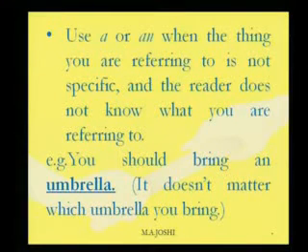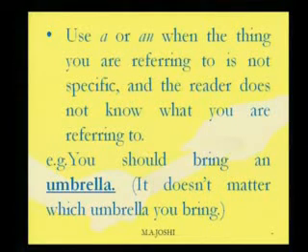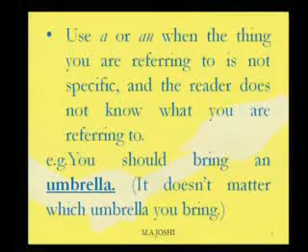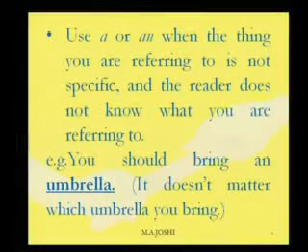Use a or an when the thing you are referring to is not specific and the reader does not know what you are referring to. When the reader or the listener is not very sure about what thing you are speaking of, there we have to use a or an. For example, you should bring an umbrella. Here nothing is specified whether the umbrella is big, small, red, white or black. It doesn't matter which umbrella you bring, it is just said that you should bring any umbrella.